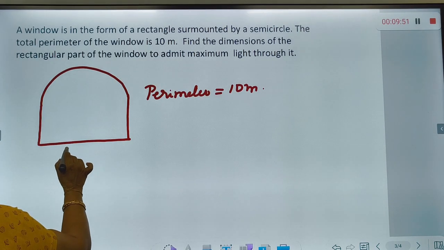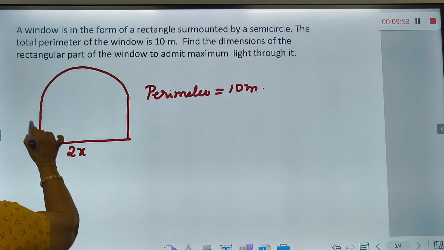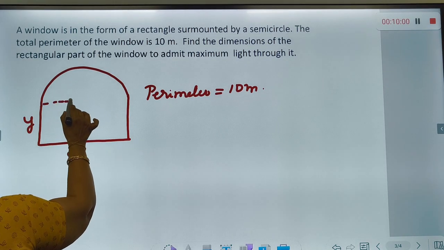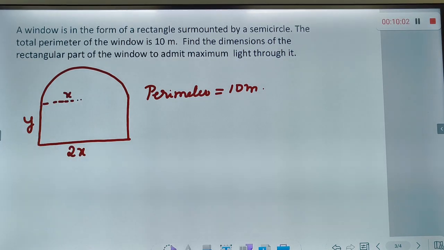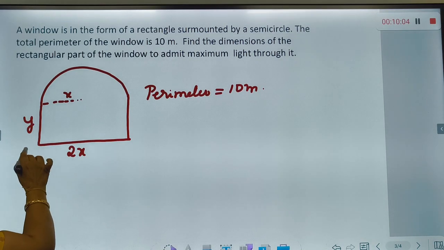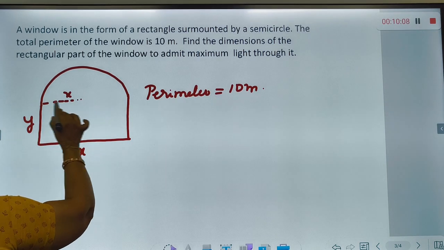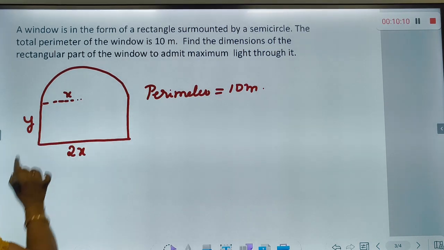Okay. So now we will keep this as 2x and y. Let the dimensions of the rectangle be 2x and y. See, this is therefore x. When you talk about perimeter, you should only take the outermost boundary. So this line will not be included in the perimeter.